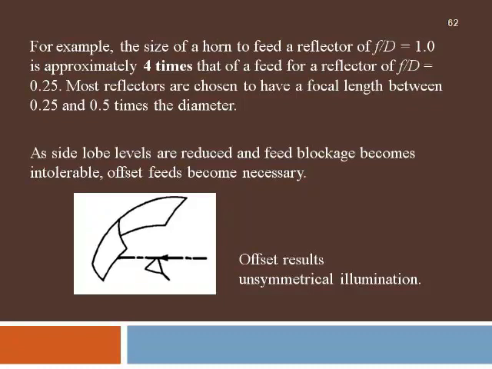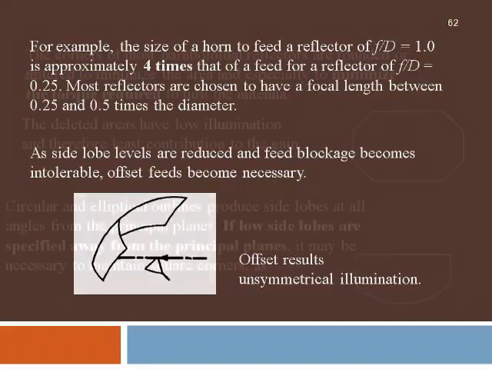As side lobe levels are reduced and feed blockage becomes intolerable, offset feeds become necessary. So you can see the offset beam with a parabolic reflector in the slide here, but the unsymmetrical illumination is the negative point of this.